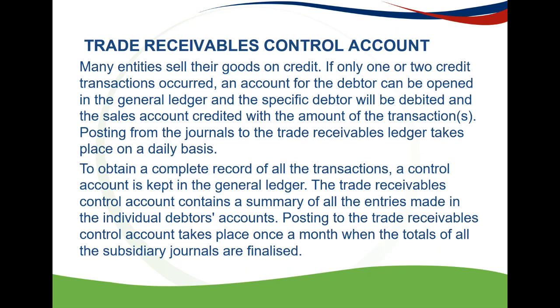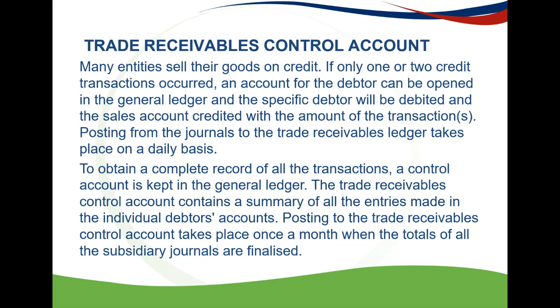My CRJ will also have an effect on my trade receivables ledger for that specific debtor. Then I will have my sales journal, where my credit transactions relating to my debtors will be recorded, and each and every individual entry in my sales journal will be recorded in the trade receivables ledger for that specific debtor, each and every individual transaction.